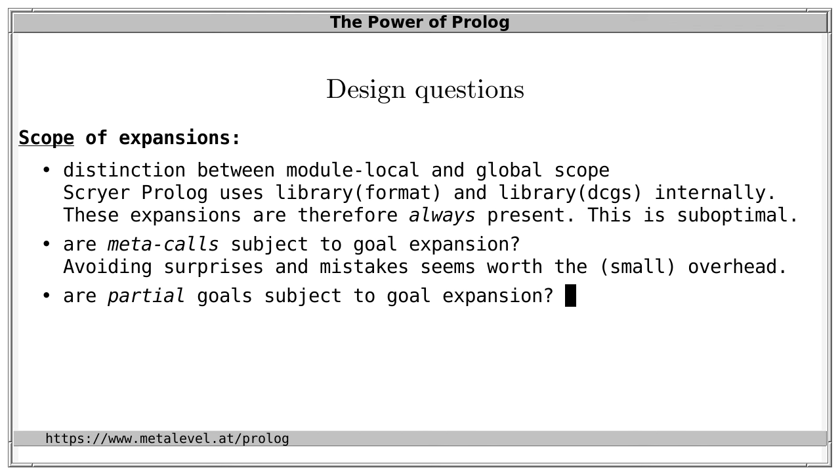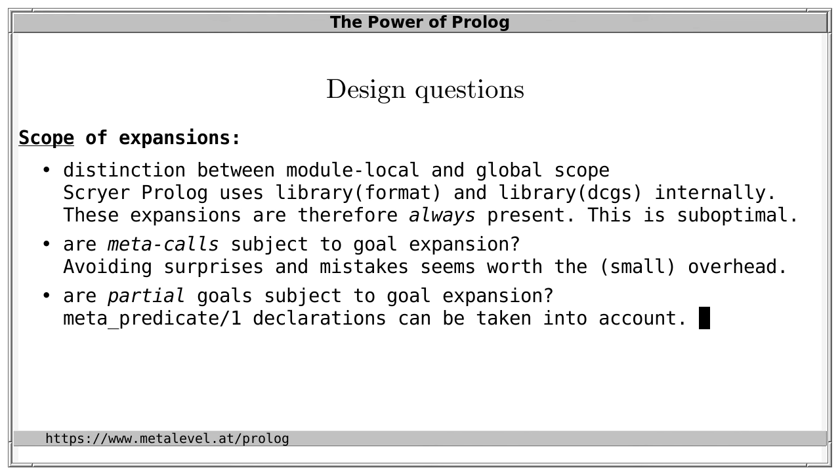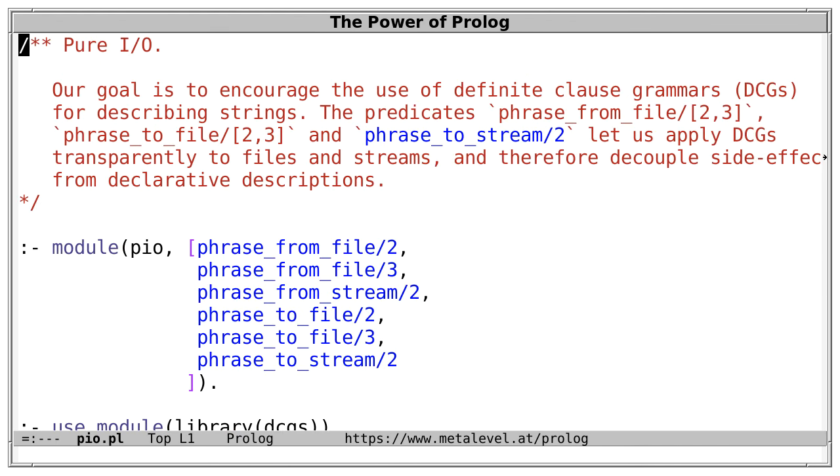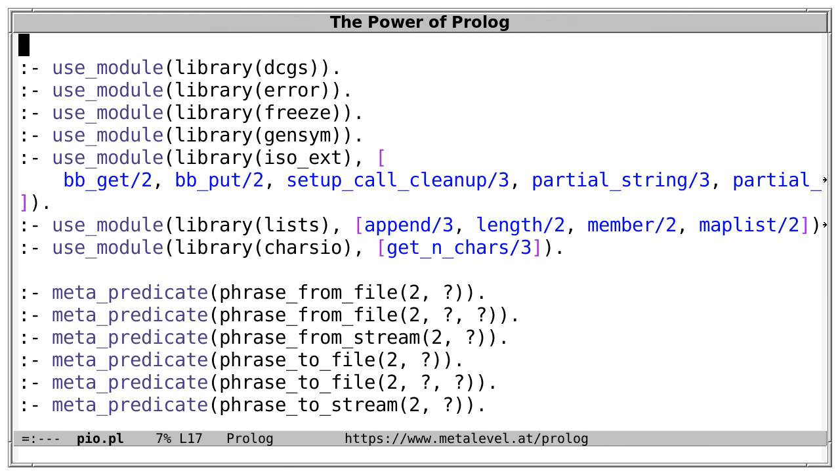What about partial goals? Are they goal expanded? From meta predicate directives, a Prolog system can tell which arguments are goals and partial goals. For instance, let's consider format again. We saw that goal expansion is used to transform format goals into calls of phrase_to_stream, which is defined in library(pio). And in pio, phrase_to_stream has a meta predicate declaration. In this case, it states that the first argument is a partial goal, missing 2 arguments. And the same for other predicates here.